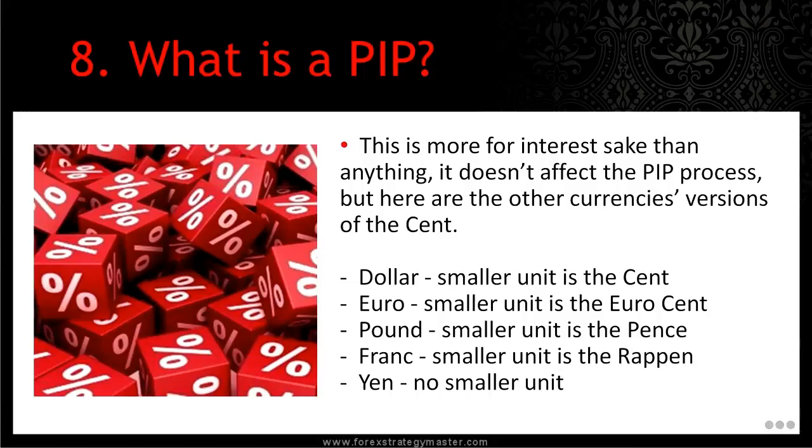Now, the dollar, of course, has the cent. The euro, its smaller unit is called the euro cent. The pound's smaller unit is the pence. The franc's smaller unit is the rappen. And the yen, it has no smaller unit. The yen is the smallest it can be broken down. So many have the cent, but then there are others that do not have the cent, the pence, the rappen, the euro cent, which is why it's a percentage in point and not a percentage in cents.